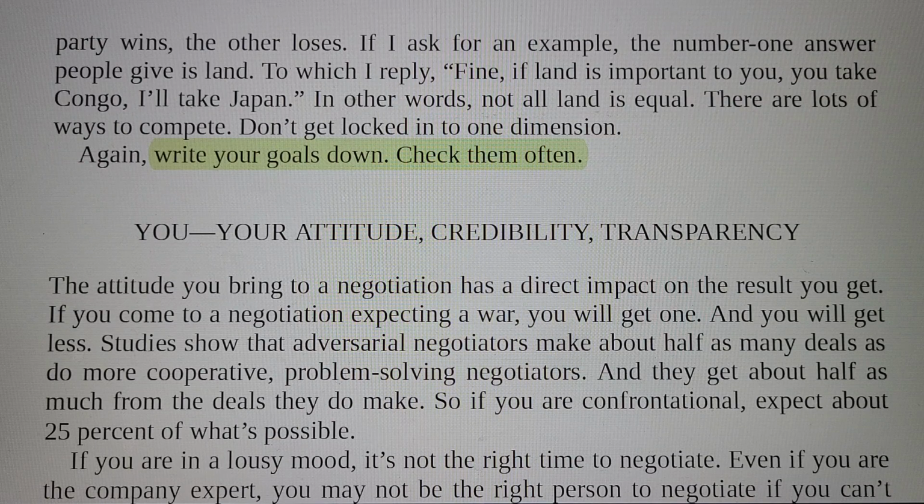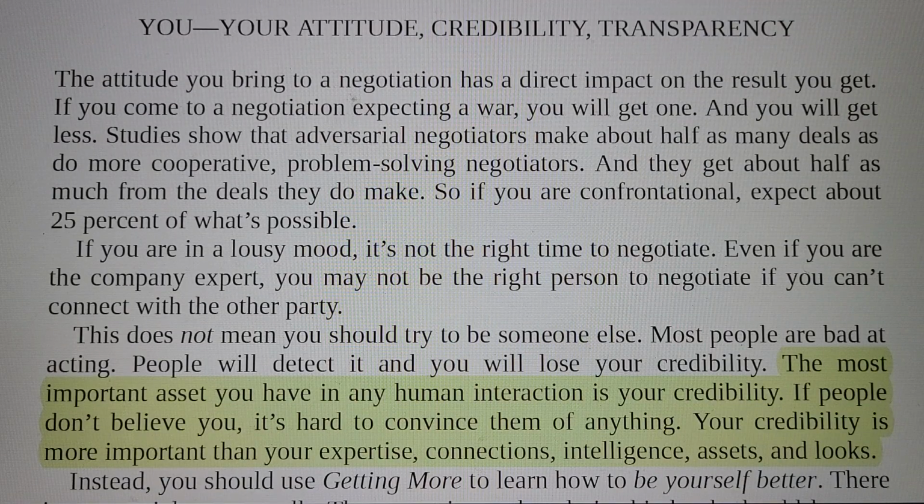Your attitude, credibility, transparency. The attitude you bring to a negotiation has a direct impact on the result you get. If you come to a negotiation expecting a war, you'll get one. And you'll get less. Studies show that adversarial negotiators make about half as many deals as do more cooperative problem-solving negotiators, and they get about half as much from the deals they do make.